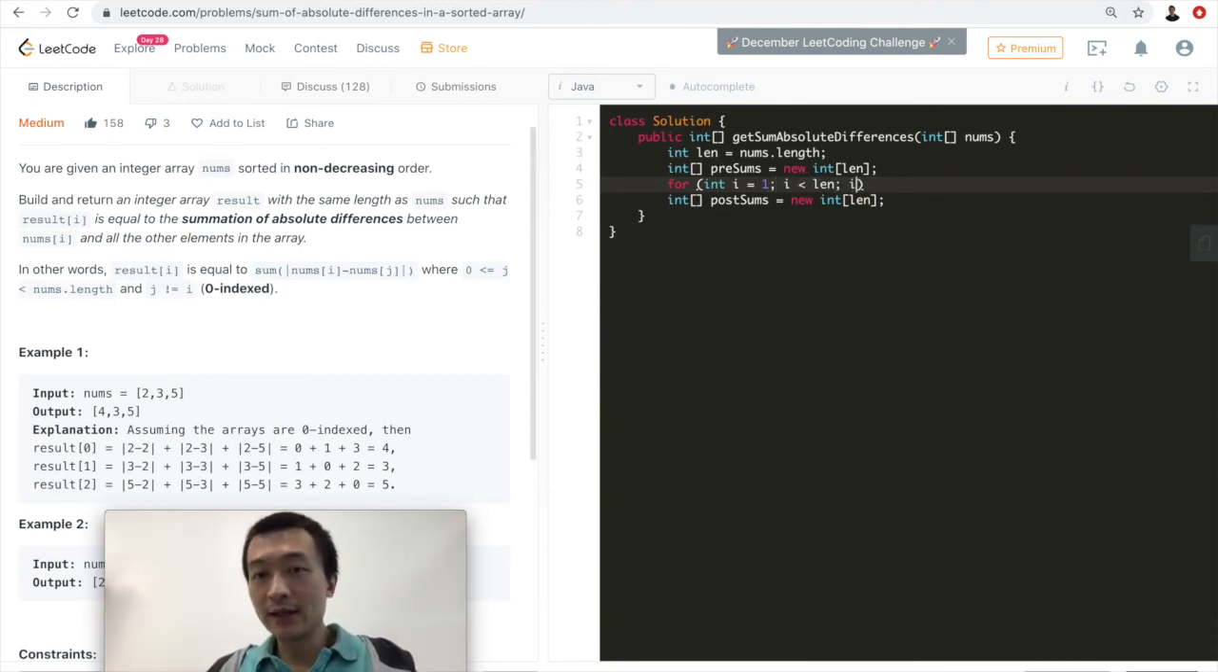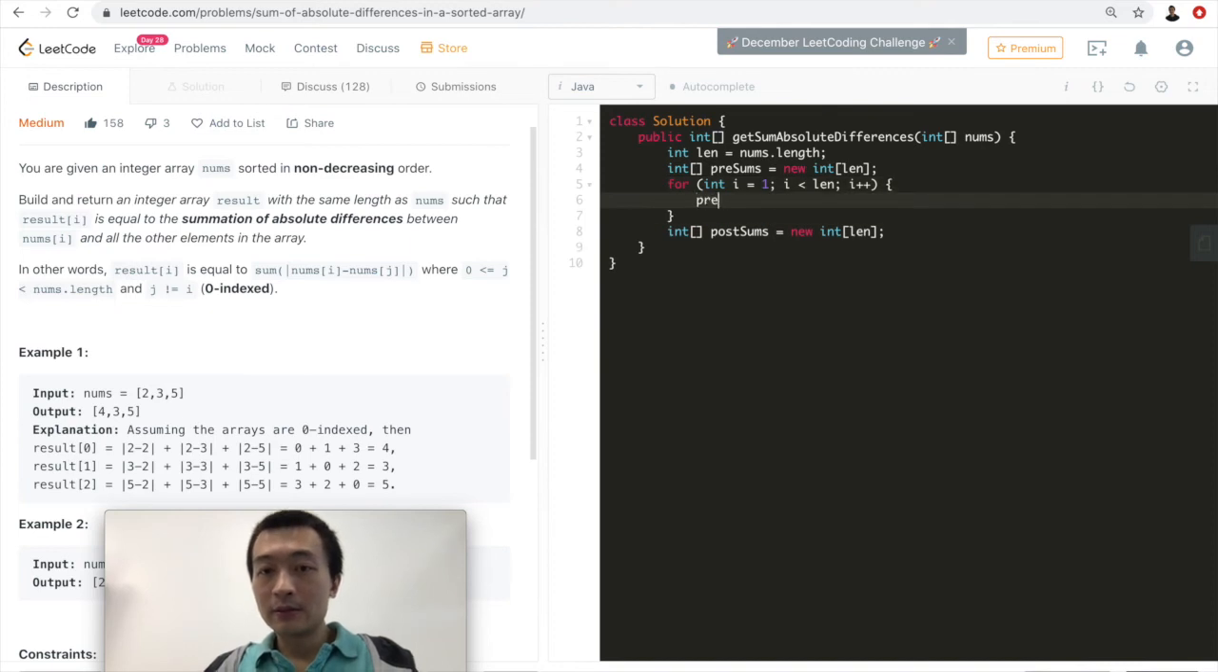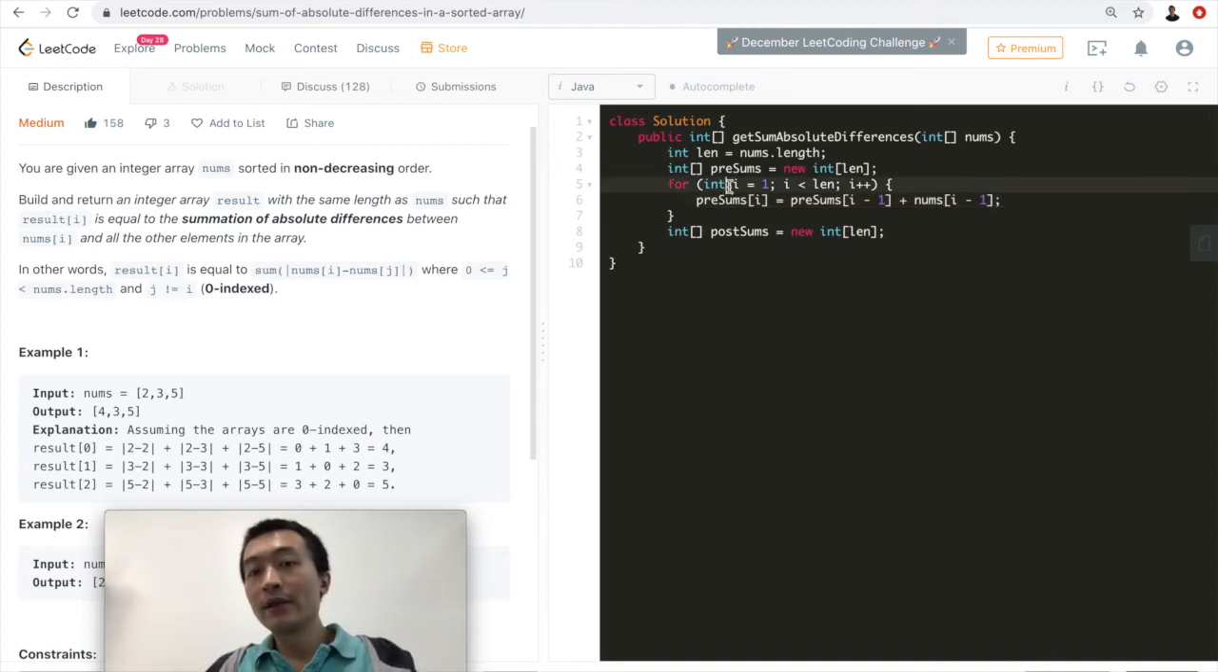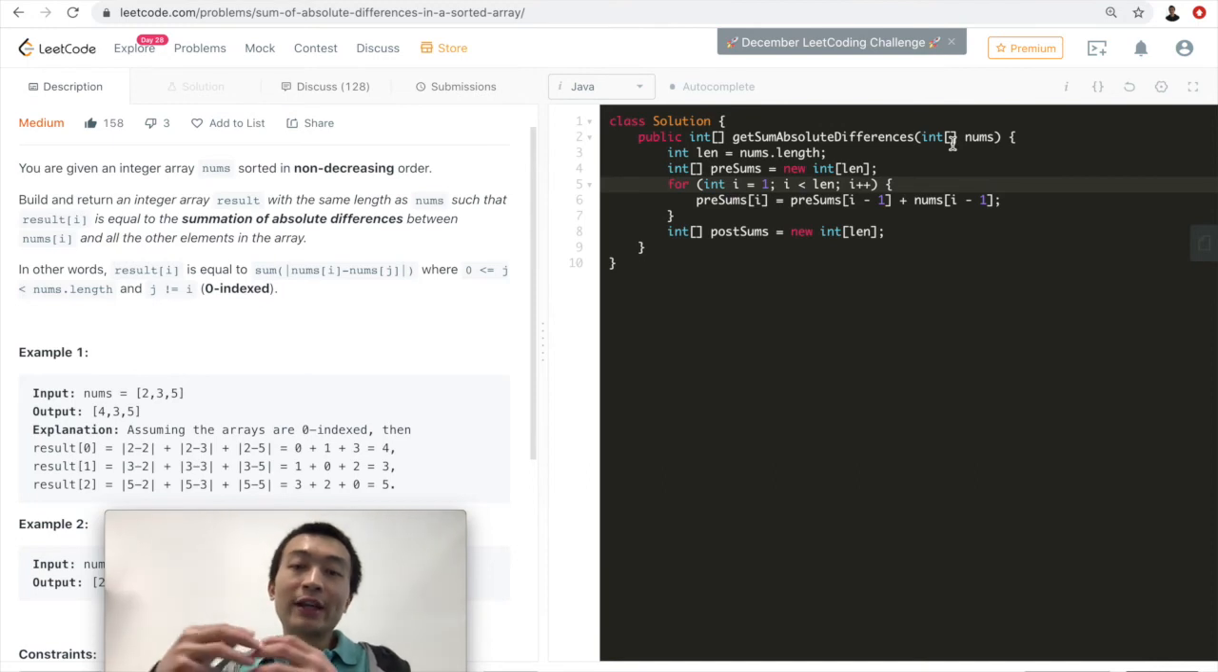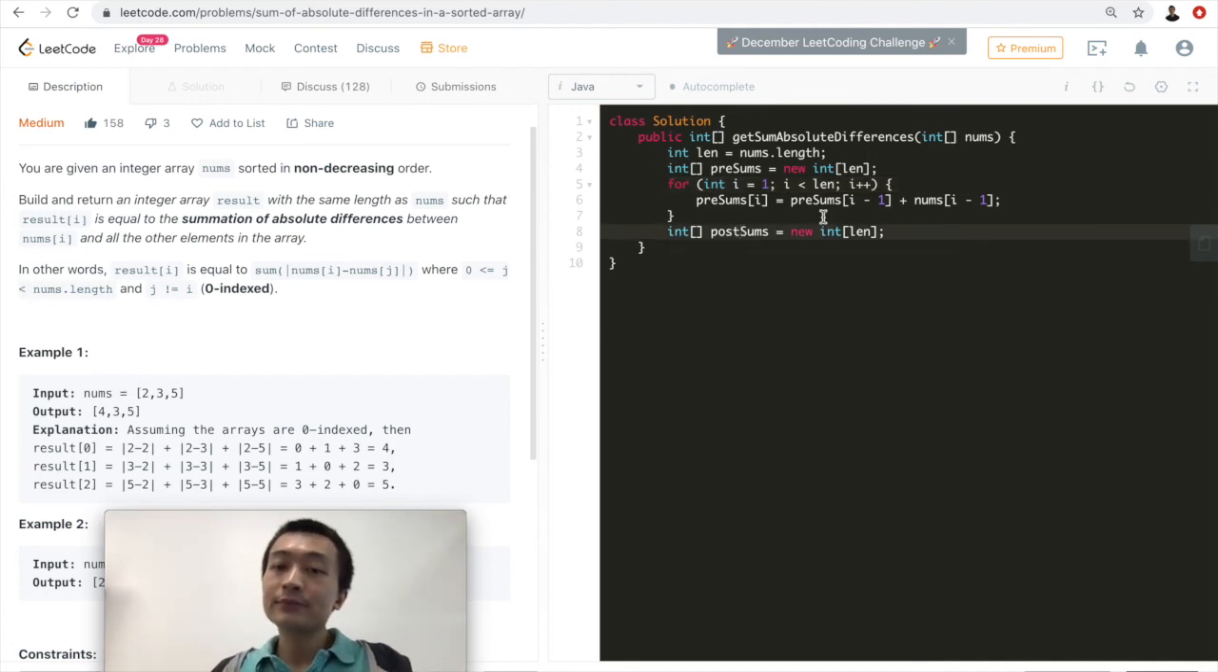I smaller than length, I plus plus. As the formula goes, how we calculate presum for I is presums I minus 1 plus nums I minus 1, the previous one's sum plus this one's prior element, right? So with this way, we have calculated all of the presums of each element, and we are holding them in this temporary array. Now let's calculate the post sums.